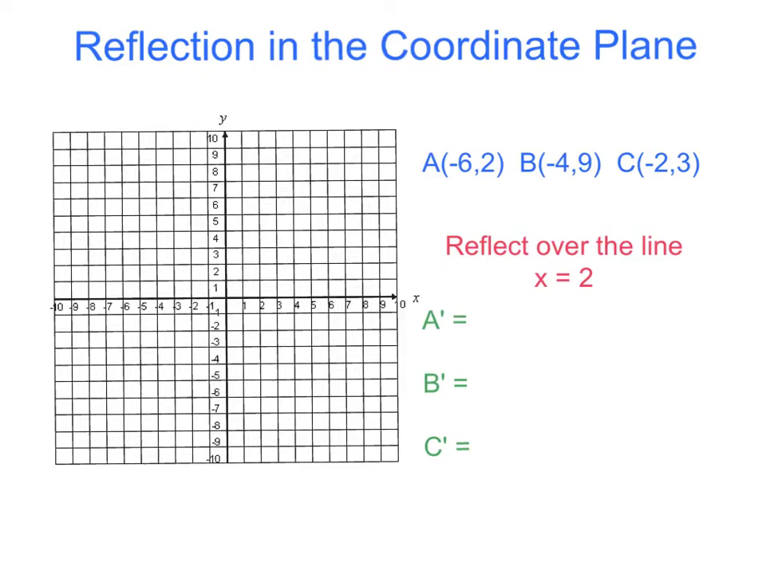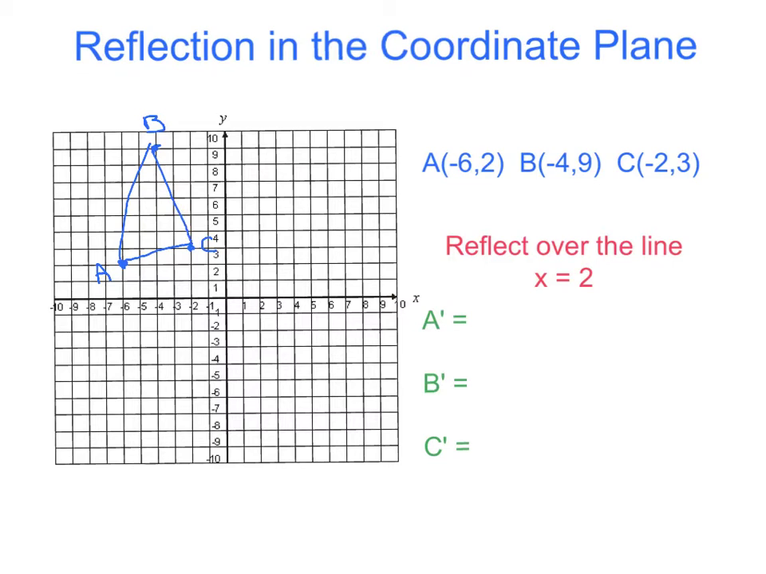So to start out, we have the points A, B, and C. We're going to plot those points and connect the dots. So A is at -6, 2, and let's label it A. B is at -4, up 9, and label that B. And then C is at -2, 3, label it, connect to make a triangle. I hope yours looks a little bit better than mine.